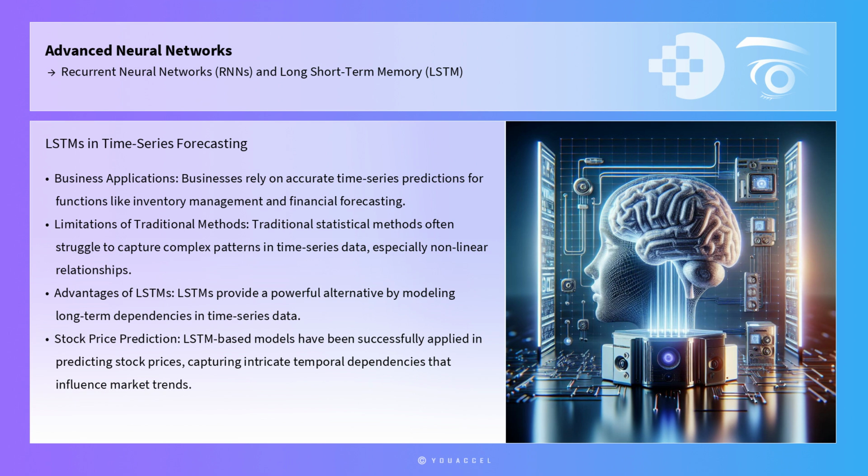Another area where LSTMs excel is in time series forecasting. Businesses rely on accurate time series predictions for various functions, such as inventory management and financial forecasting. Traditional statistical methods often struggle to capture complex patterns in time series data, especially when dealing with nonlinear relationships. LSTMs, with their ability to model long-term dependencies, provide a powerful alternative. For example, LSTM-based models have been successfully applied in predicting stock prices, where they can capture intricate temporal dependencies that influence market trends.